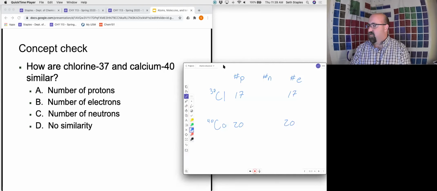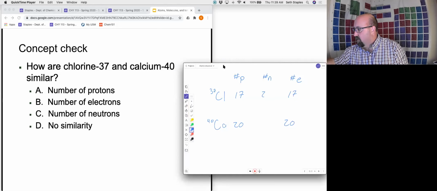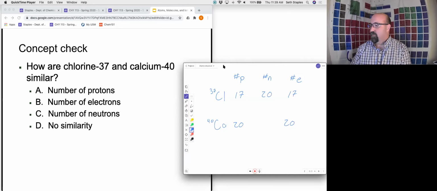So 17 electrons for chlorine-37 and 20 electrons for calcium-40. And so now let's look at our number of neutrons. Remember that our mass number, 37 in the case of this chlorine and 40 in the case of this calcium, is equal to our protons plus our neutrons. And so 37 is going to equal 17 plus our number of neutrons. And so our number of neutrons in chlorine-37 is going to be 20.